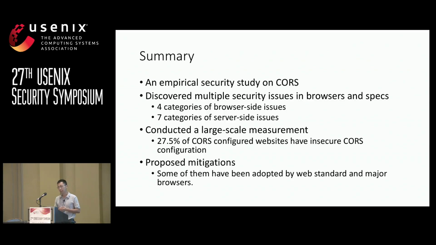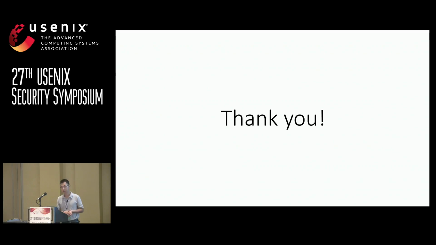Summary. We conducted an empirical study on CORS and discovered a lot of security issues. Some of them are not just implementation flaws, but fundamental issues in browsers and specs. We also propose some mitigations, and some of them have been adopted by the standard and major browsers. And that's my talk. Thank you.